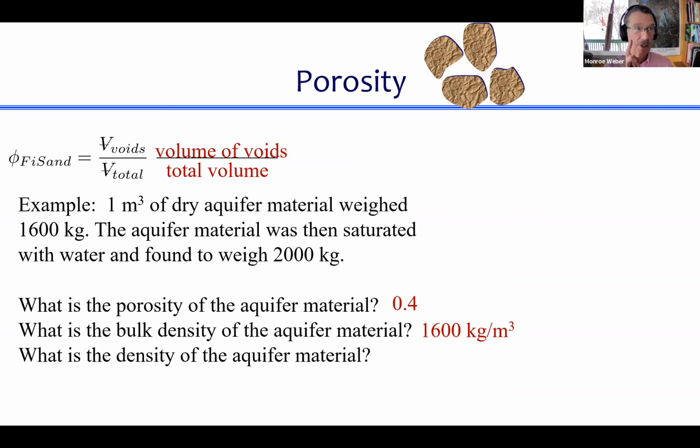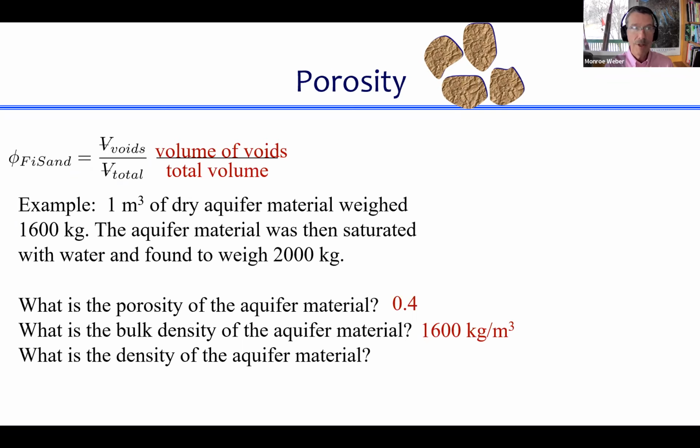But we're also often very interested in what's the actual density of the aquifer material. So if it's sand, what's the actual density of the sand when we don't include the pores? And so this is a little more complicated. We have to figure out first, how much sand was there? Anybody know how many cubic meters of sand we actually had? We had 1 cubic meter of pores plus sand. We had 0.4 cubic meters of pores. So we have 0.6 cubic meters of sand.